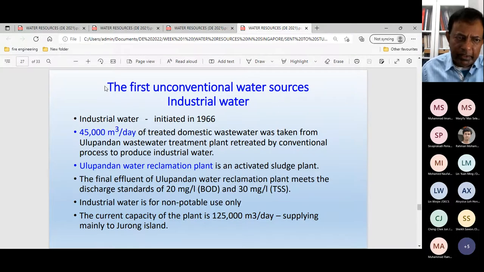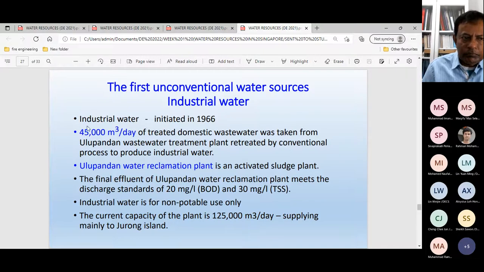The first reclamation, actually, the previous efforts were all in order to reduce water consumption, which was the main aim, and at the same time collecting as much rainwater as possible within the reservoirs. These were the initial efforts, okay? But reclamation, which means wastewater being reclaimed and utilized for non-potable use, started in 1966.